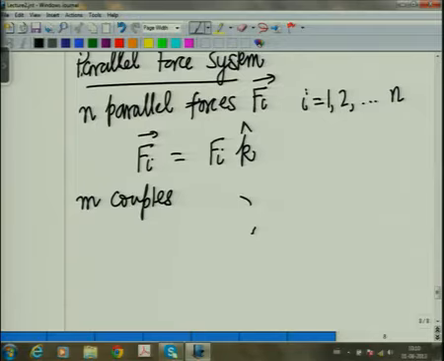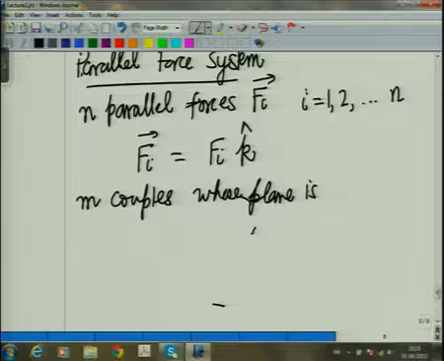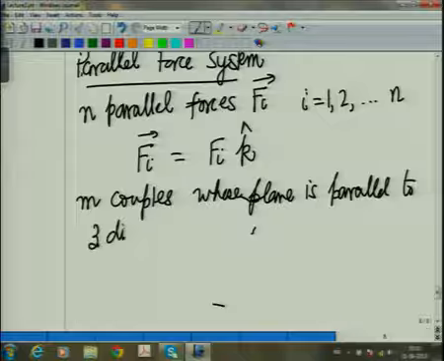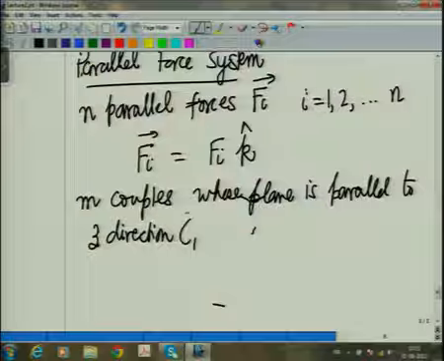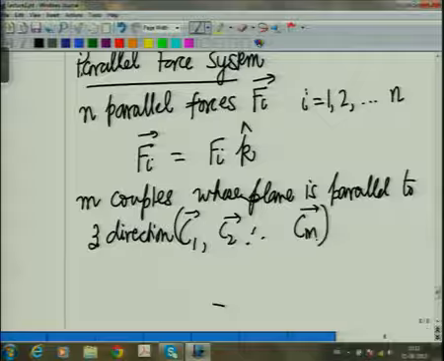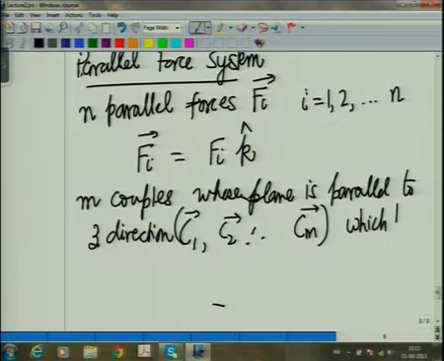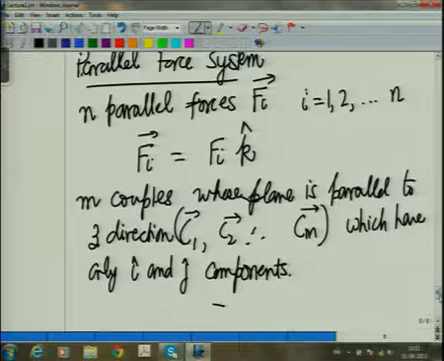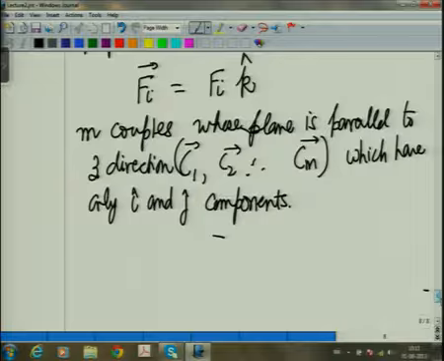Generally, then, the system could have m couples whose plane is parallel to the forces. Normally, you will not encounter these couples. So here we have couples C1, C2 up to Cm, which have only i and j components. The couples have only this.